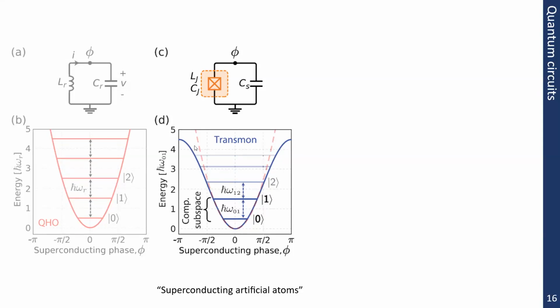And this sinusoidal profile of the potential energy leads to the fact that the transition frequency from state 0 to state 1 differs from the transition frequency from state 1 to state 2. So these two frequencies are now different. And if you work around this frequency omega 01, you would never excite the second transition, this omega 1-2 transition.